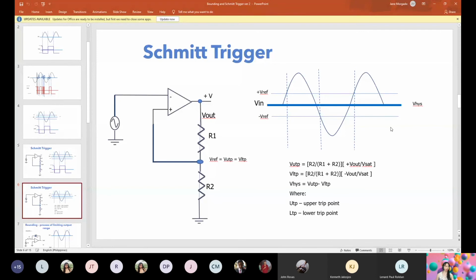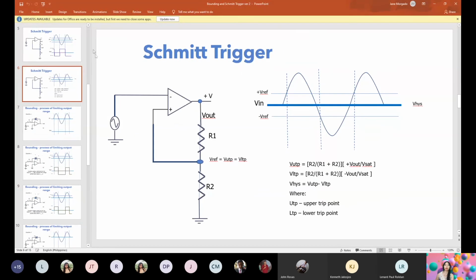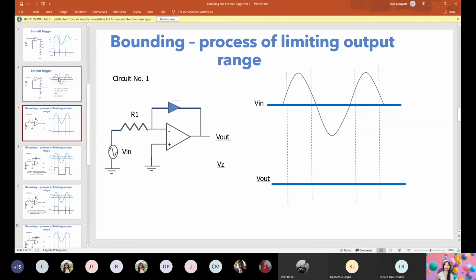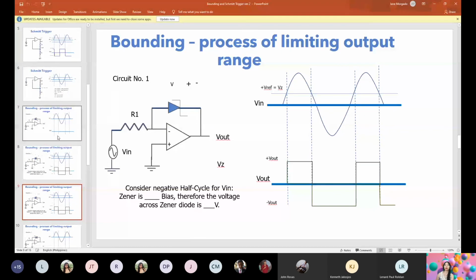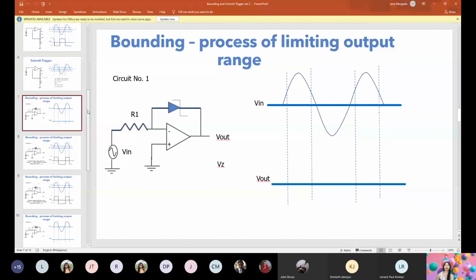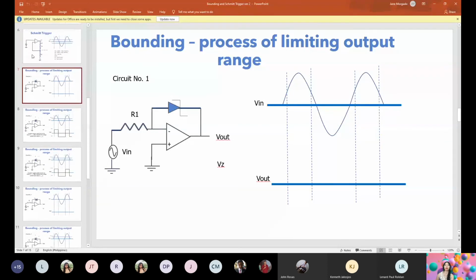Okay, so that's the Schmitt trigger. I'll have an example later. Okay, let's proceed to another topic, bounding. I'll have the example for Schmitt trigger, bounding, and comparators on the next session.